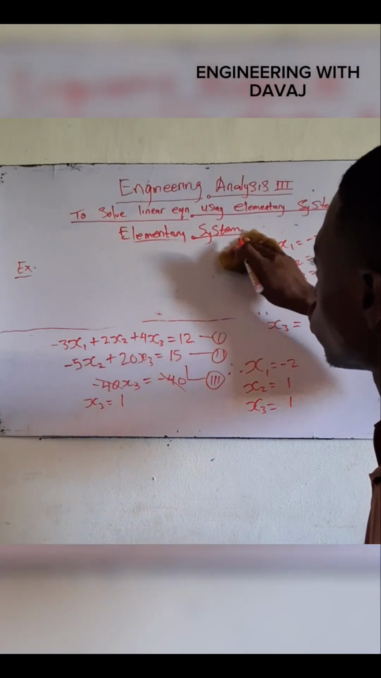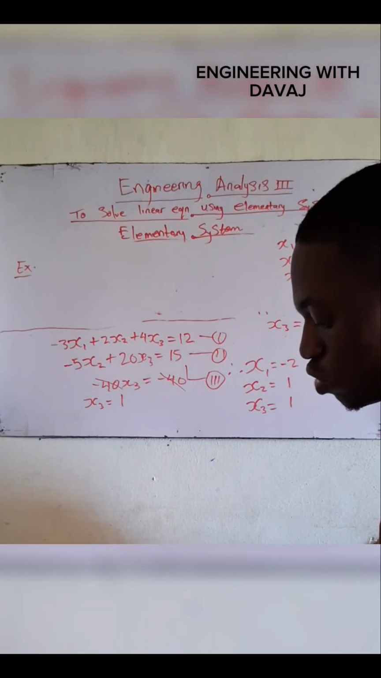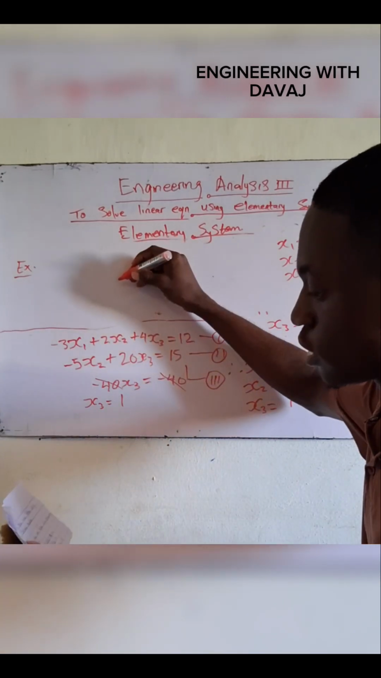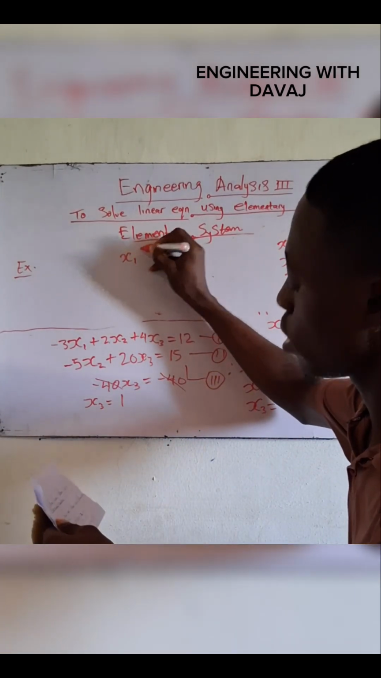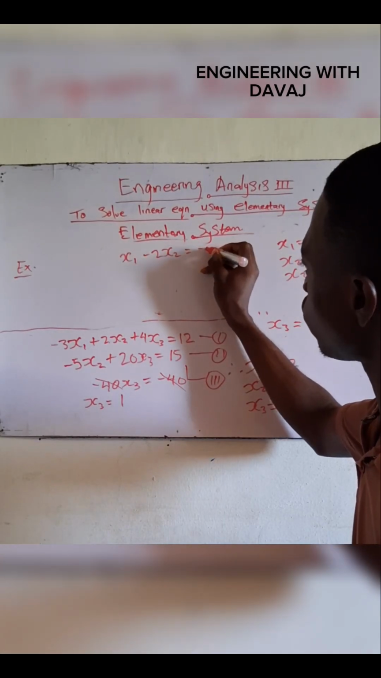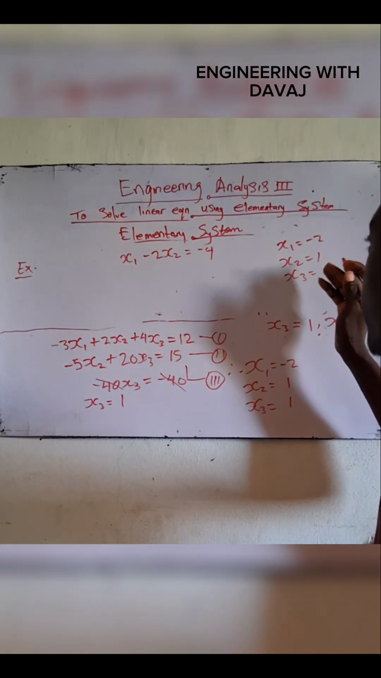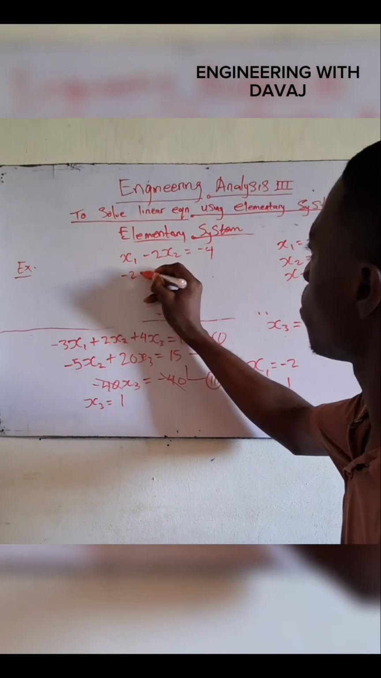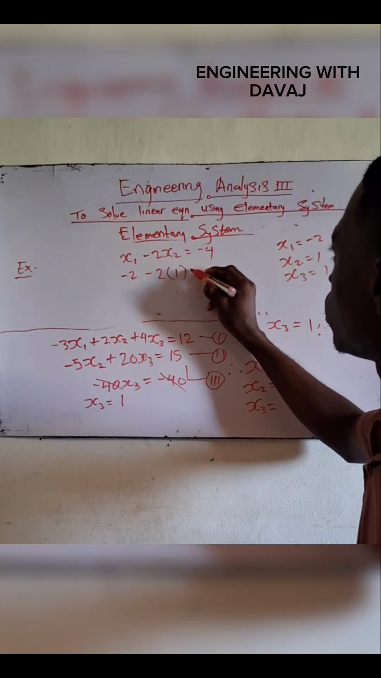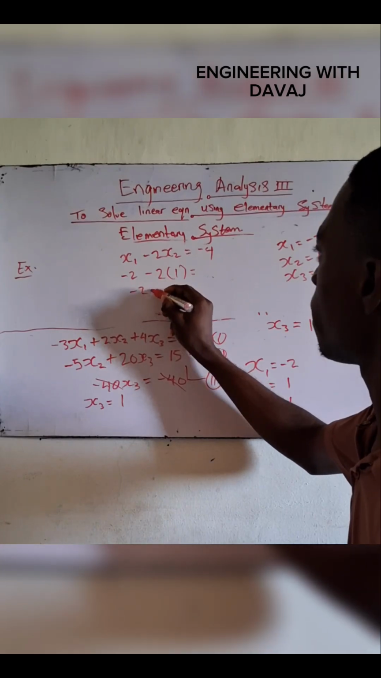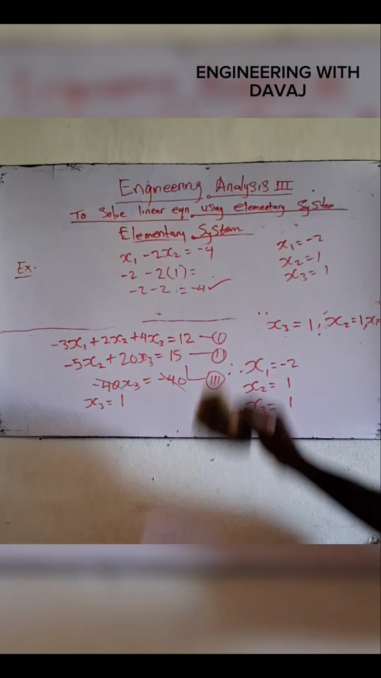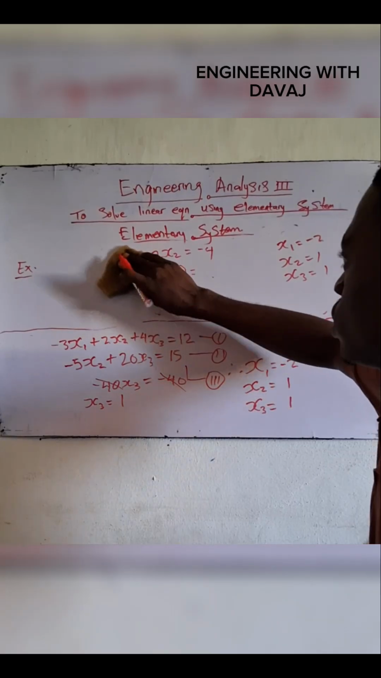You can just substitute into the 3 equations that were given initially to check if you are correct. Let's check the second one. It says x1 minus 2x2 equals minus 4. What's my x1? It is minus 2. What's my x2? That's 1. So minus 2 minus 2 equals minus 4. So we are correct.